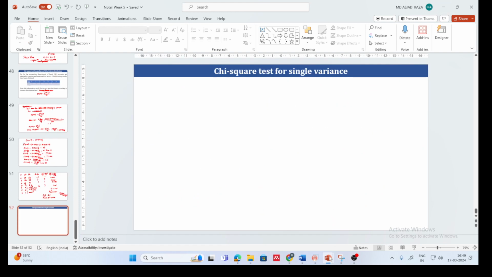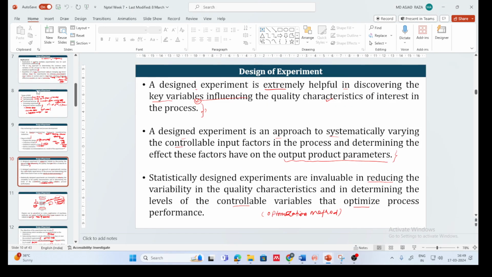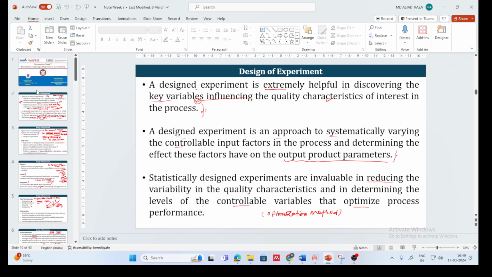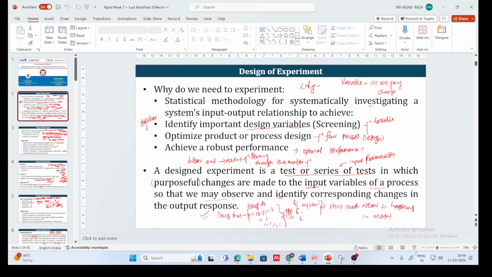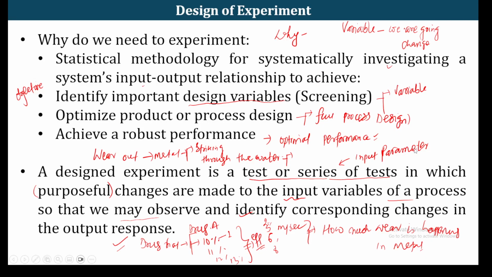Then in the 7th week it was all about the design of experiment. Why do we need to do the design of experiment, and what is the advantage of it? What are the approaches for experiments? One approach is the hit and trial method. Maybe some different methods, an approximation method, and design of experiment.